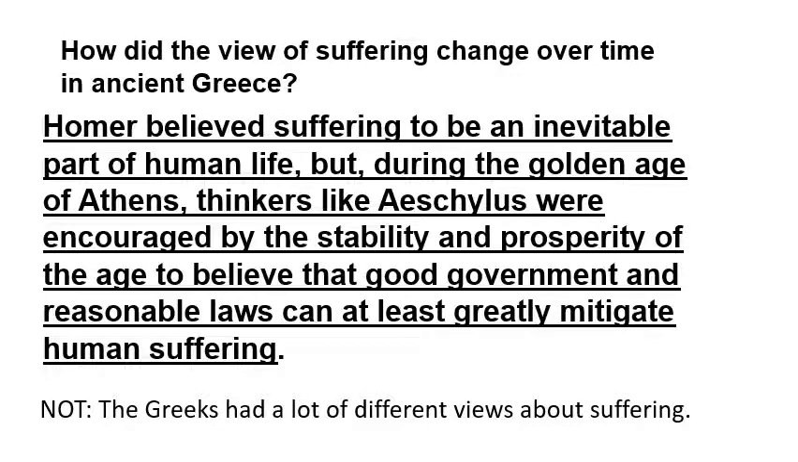One possible answer is something like, Homer believed suffering to be an inevitable part of human life. But during the Golden Age of Athens, thinkers like Aeschylus were encouraged by the stability and prosperity of the age to believe that good government and reasonable laws can at least greatly mitigate human suffering. So now you have a line of argument that's going to look at Homer, and it's going to contrast it with the view in Aeschylus, and it's going to ground that view of Aeschylus in the prosperity and the government in Athens.